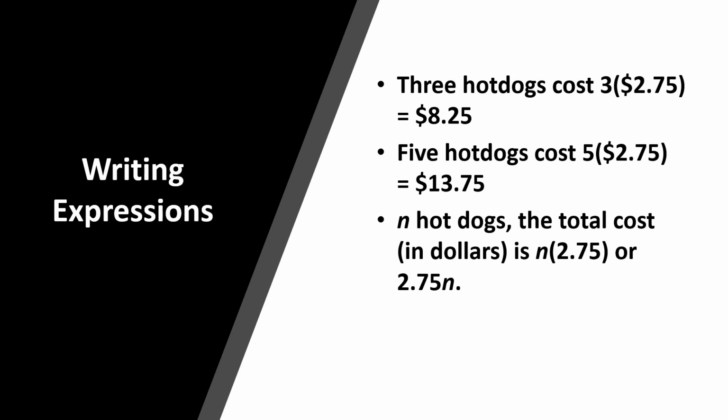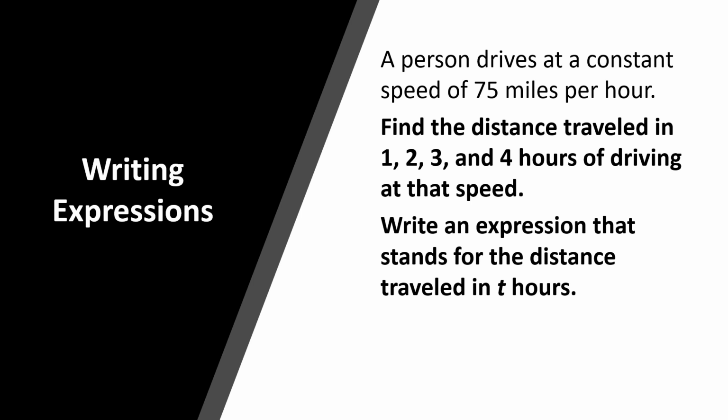Let's do another example. A person drives at a constant speed of 75 miles per hour. Find the distance traveled in 1, 2, 3, and 4 hours of driving at that speed. Write an expression that stands for the distance traveled in t hours. So our variable is t, the number of hours.